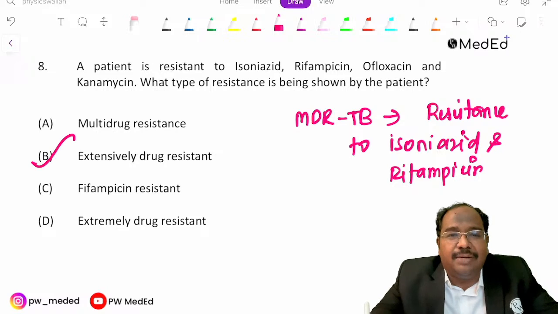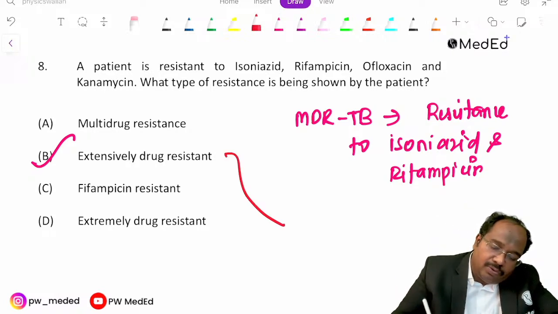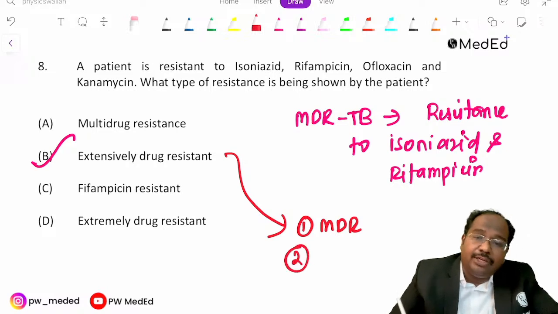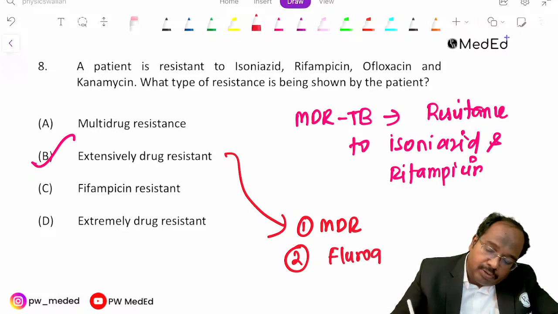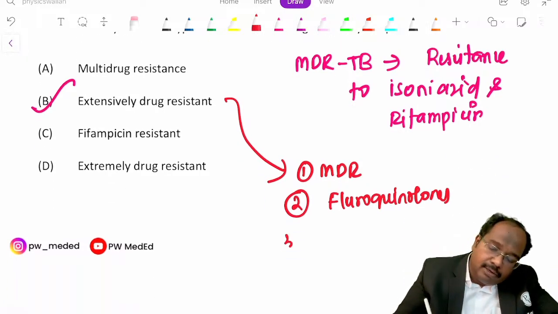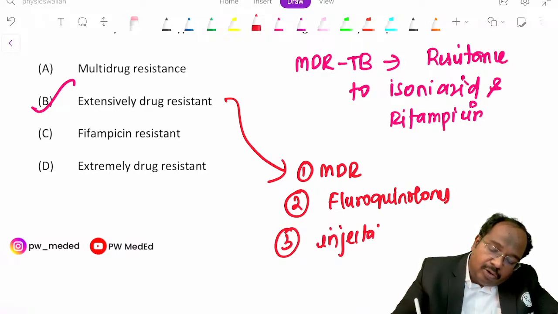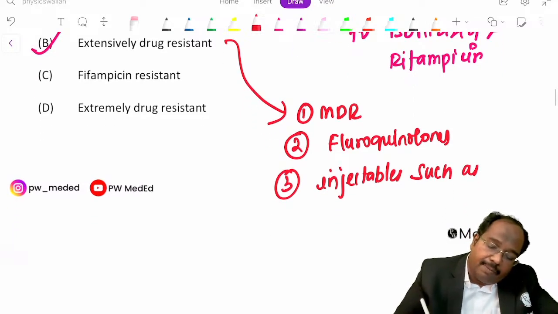There is no 'extremely'; it is extensive drug resistant, XDR TB. XDR TB means, first, they should be MDR, that means resistant to isoniazid and rifampicin. Second, they should be resistant to fluoroquinolones. Third, they should be resistant to injectables such as kanamycin or amikacin.